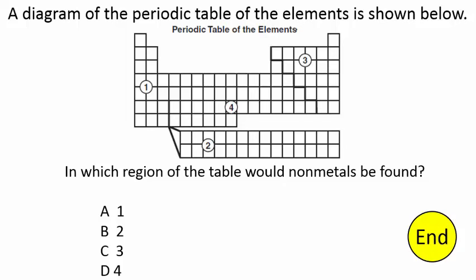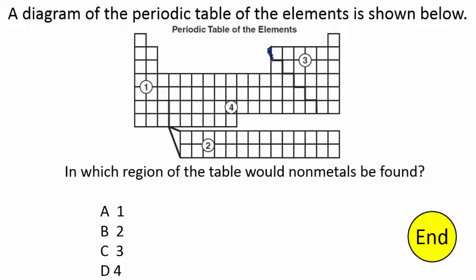A diagram of the periodic table of elements is shown below. In which region of the table would nonmetals be found? The periodic table can be divided into several different places. There's lots of different groups of elements with different properties, but there's two real basic categories, the metals and the nonmetals.